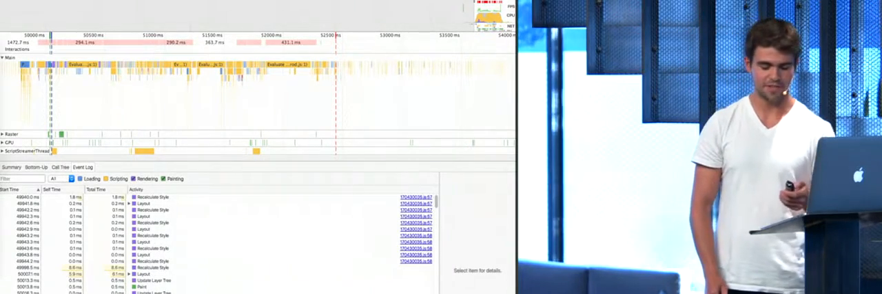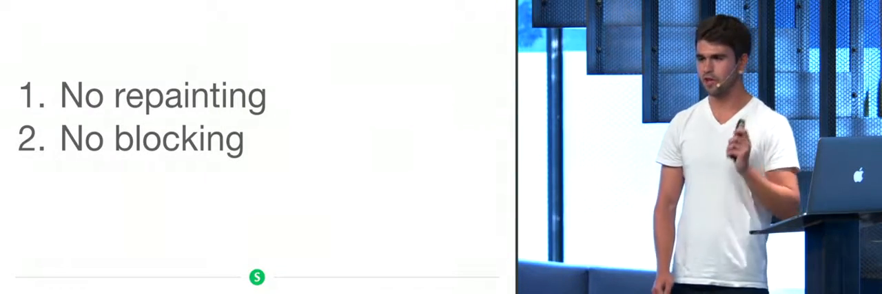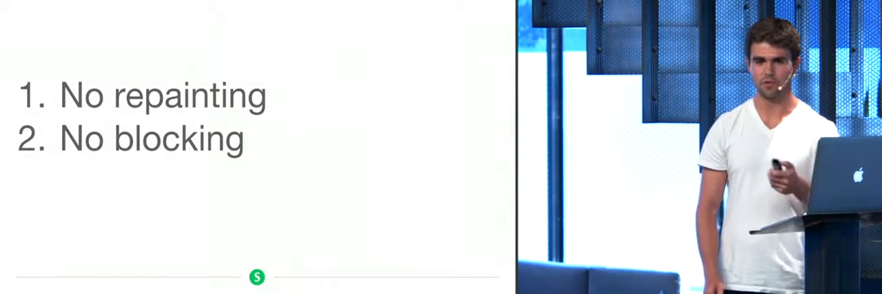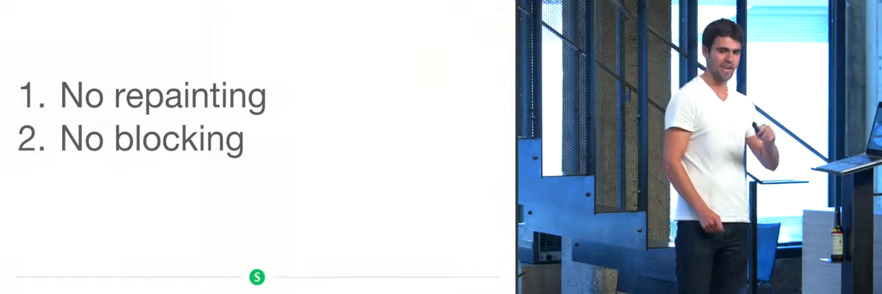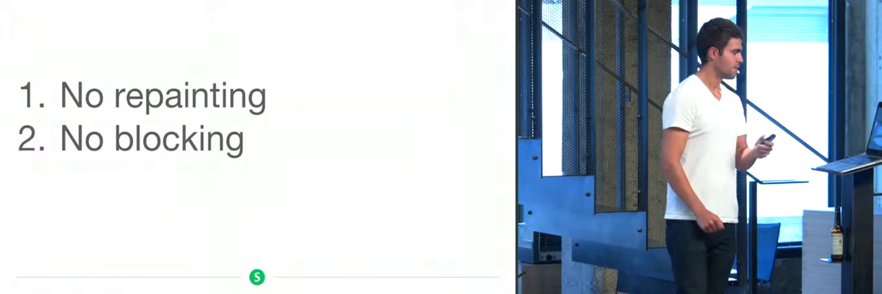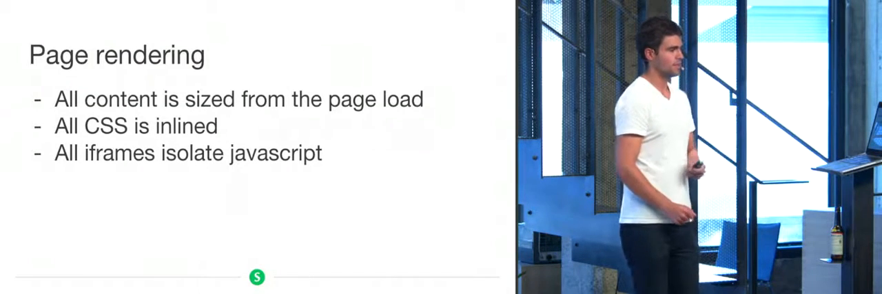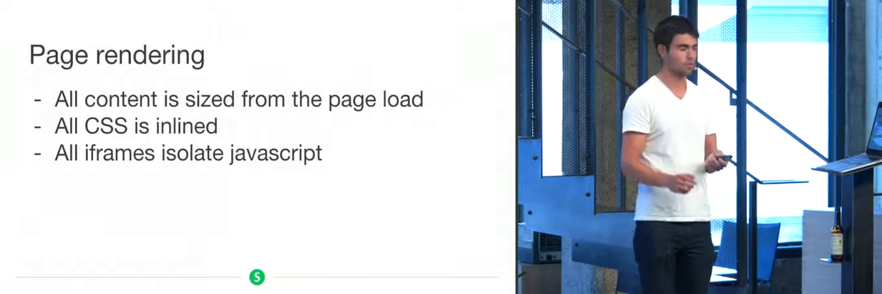So, as you might guess, if there are two rules of AMP, the first rule is no repainting, and the second rule is no blocking. The third rule is going to be no talking about AMP, but it didn't work. In order to do that, they make up a few tricks to make sure that you actually get those two properties.